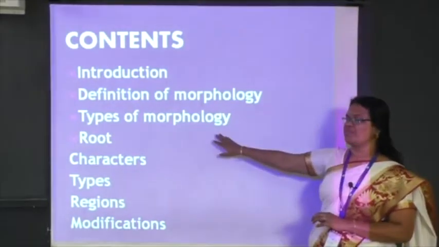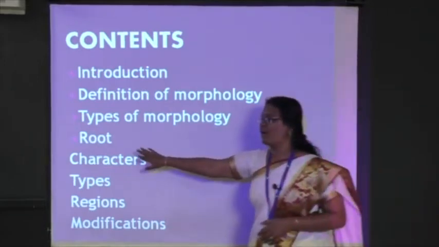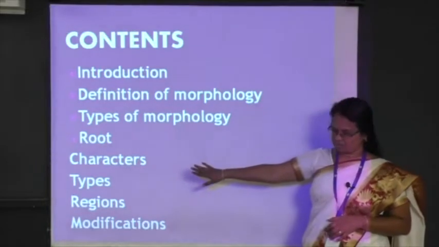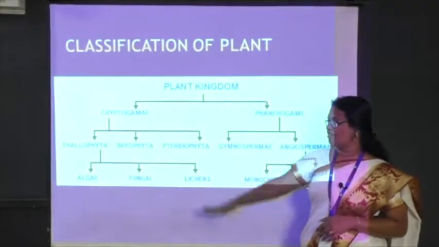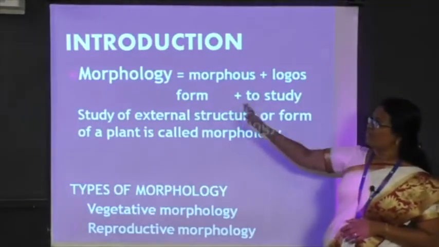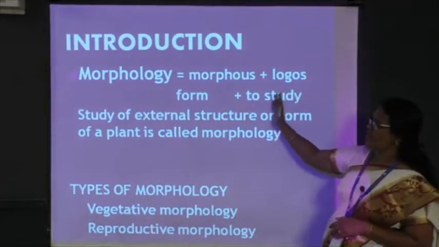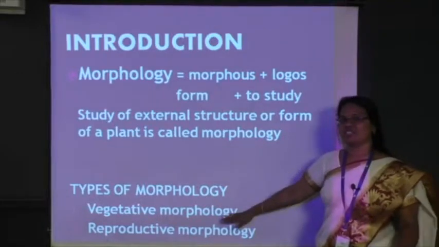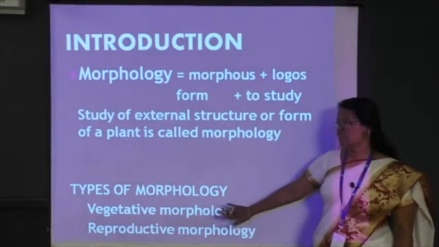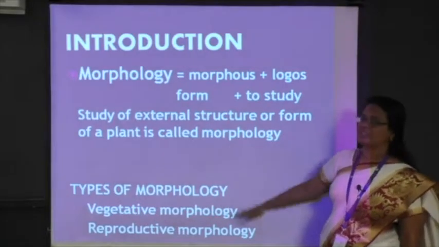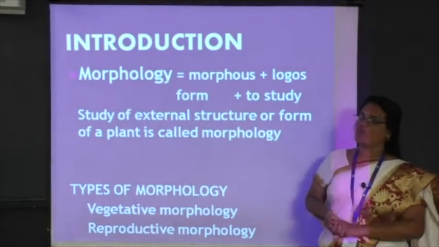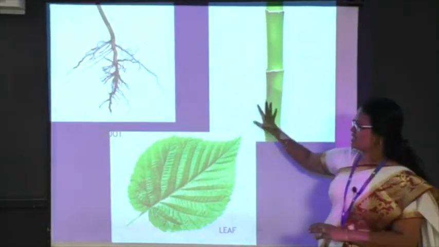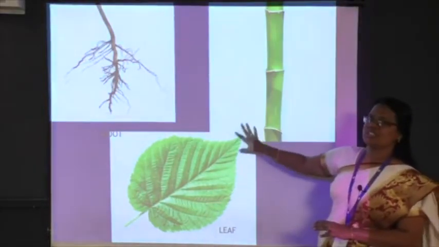First we are going to see vegetative morphology. In that, first we are going to see root: what is root, characters of root, types of root, and next, modifications of root. Morphology once again, morphos plus logos, the study of the external structure of a plant. Types of morphology are vegetative morphology and reproductive morphology. First, in vegetative morphology, we are going to deal with the root, stem and leaf. So first we are going to see what a root is. This is a root, stem and leaf. These three are concerned with vegetative morphology.